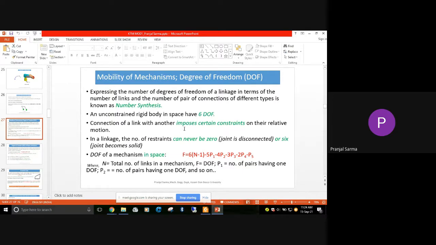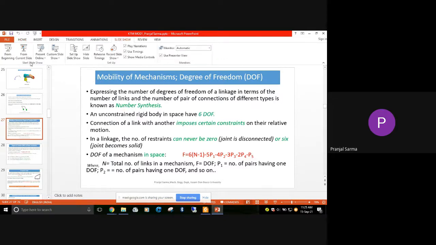Now there is a term known as number synthesis. Expressing the number of degrees of freedom of a particular linkage in terms of its number of links and number of pairs of connections of different types is known as number synthesis. Whenever we discuss any kind of mechanism, that will be useful for us.